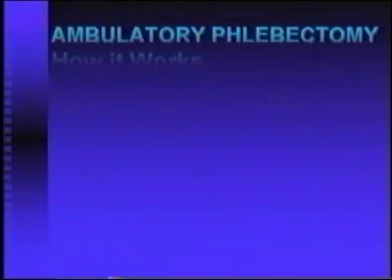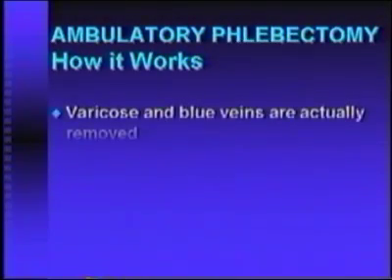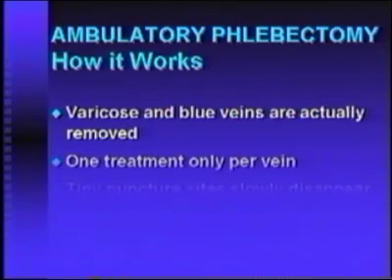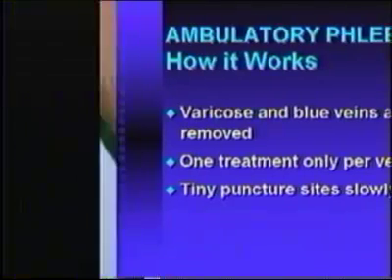This modern surgery is very different from the vein surgery of the past. The end result of this puncture and hooking technique is that the targeted veins are actually removed, so that only one treatment is required. For longer sections of varicose veins, a separate session may be required. The tiny puncture marks slowly disappear and are usually gone within 3 to 6 months.